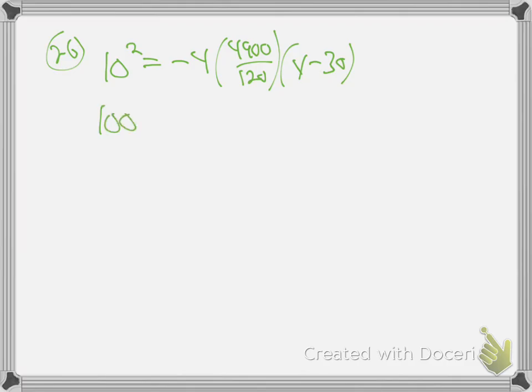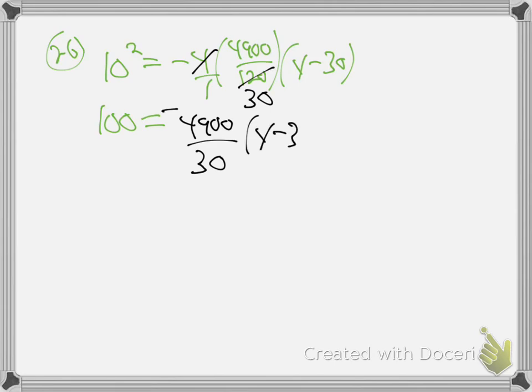So this is 100 equals. Now, what do you do with the whole number interacting with a fraction? Put it over 1. Remember all that kind of stuff from your algebra days? 4 goes into 120 30 times. So this is negative 4,900 over 30, times y minus 30. Good so far? All is well, right? I just can't cross-cancel there.